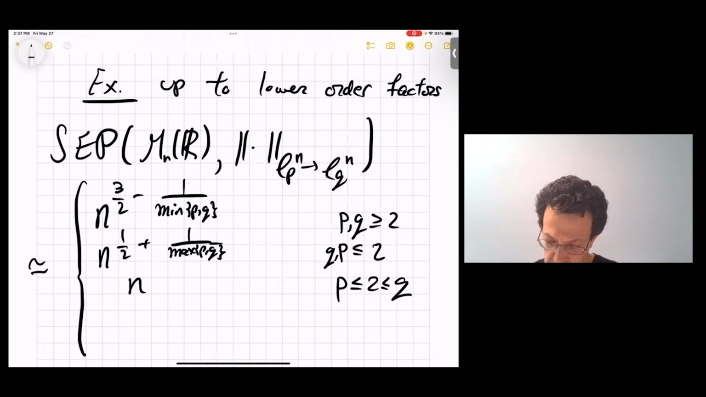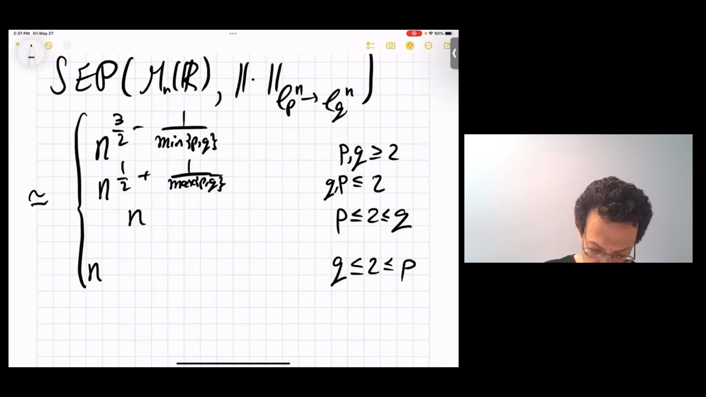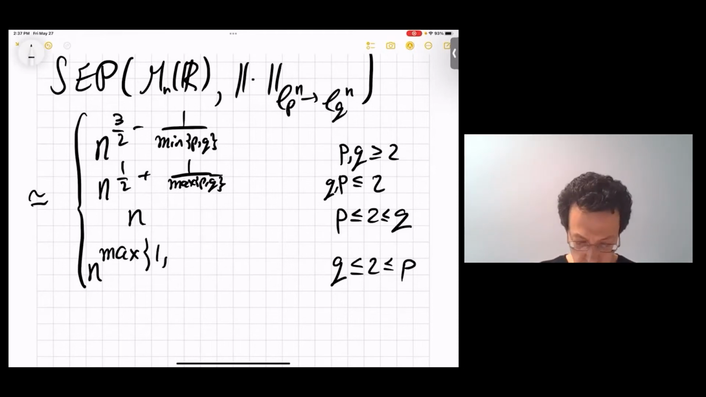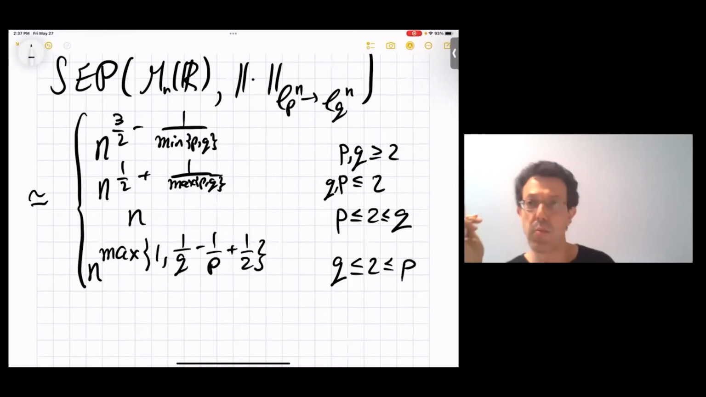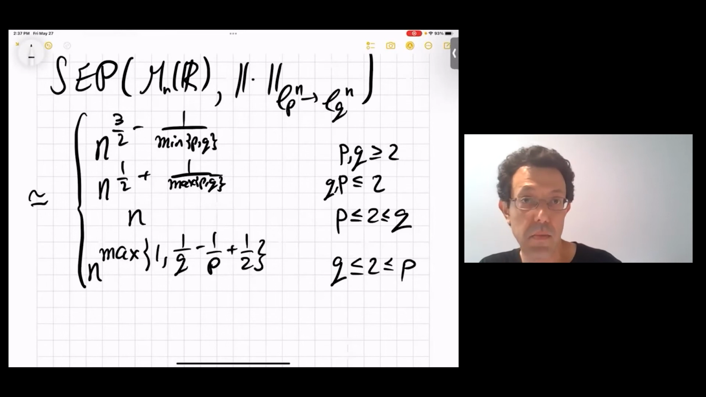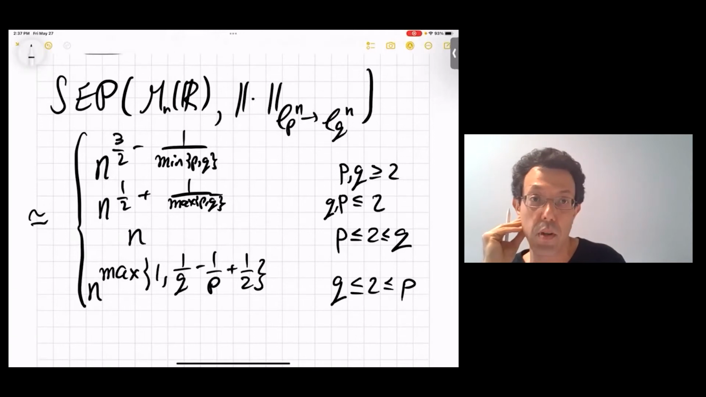And if it's the other way around, they straddle 2 by putting Q less than 2 and P more than 2, then you get n, and then you get another change of behavior. There is the maximum of two numbers, 1 and 1 over q minus 1 over p plus a half. So when this hits a half, you get different asymptotics. And this is the best way to partition randomly n by n matrices with the operator norm from LP to LQ.